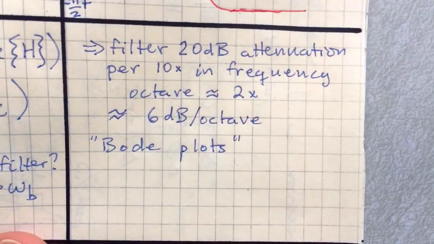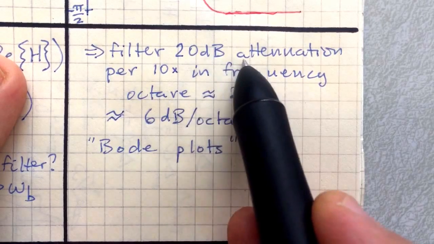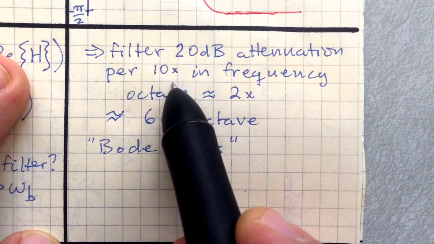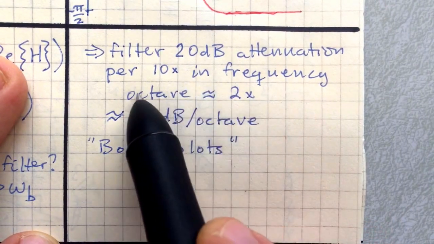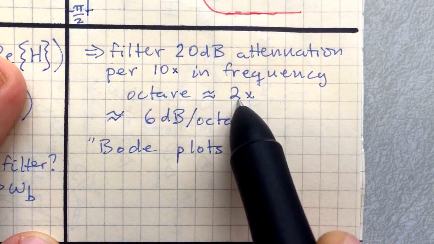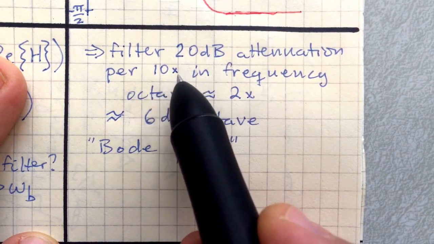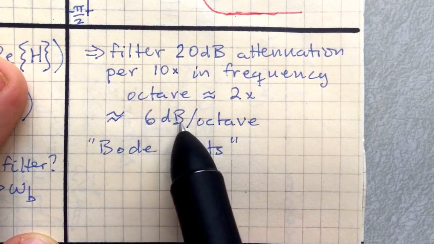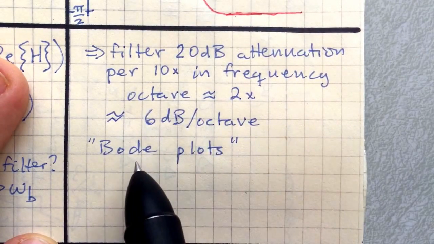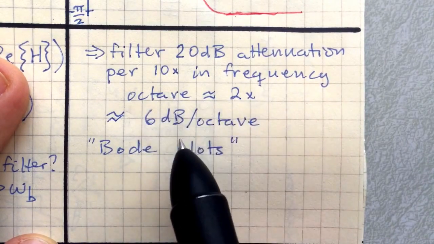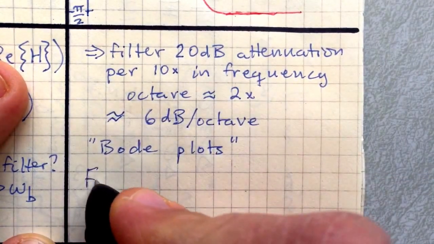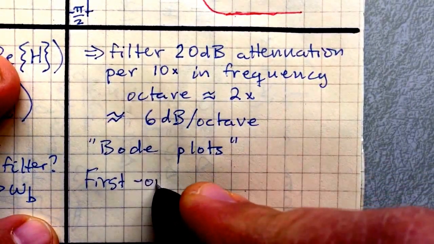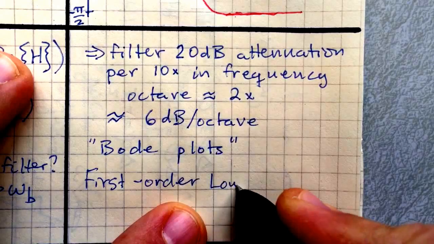How do we interpret that? Well, it means that the filter attenuates 20 dB for every factor of 10 increase in frequency. Now an octave is a factor of 2 increase in frequency, and 10 is about 2 to the 3, so we can approximately divide this by 3 and find that there's a 6 dB attenuation per octave increase. This is a standard filter response for a first order filter. This would be called a first order low pass filter.